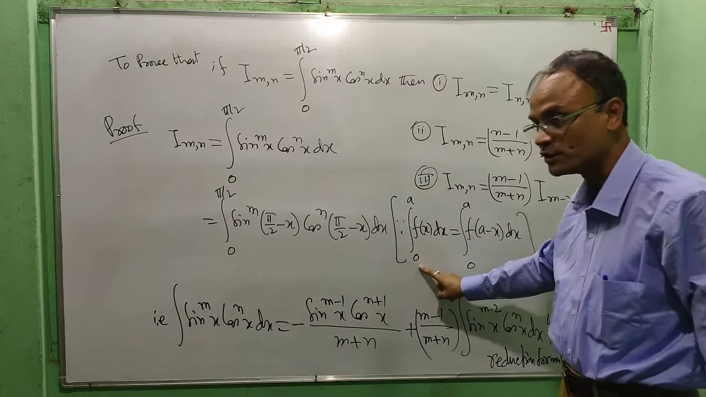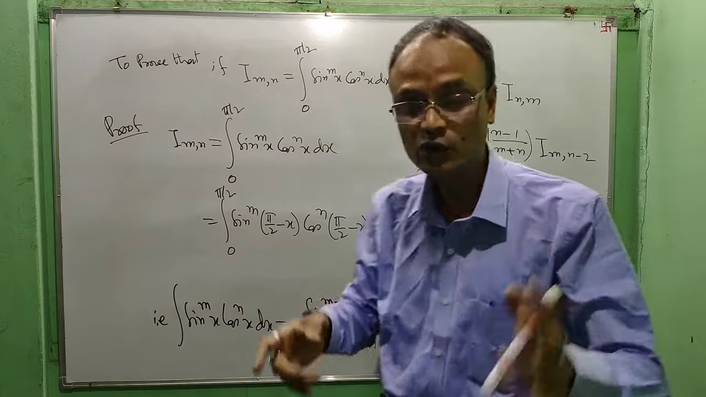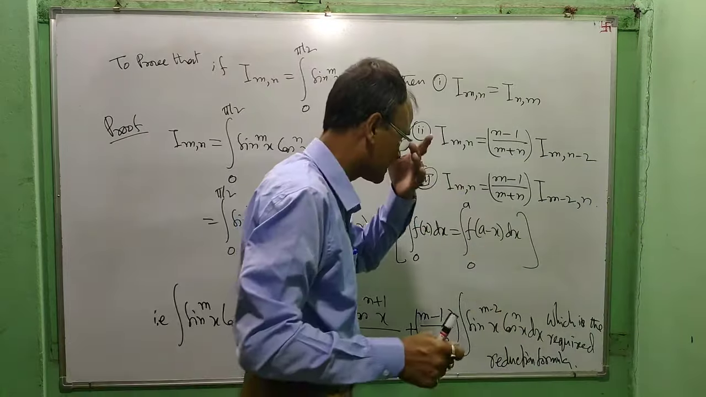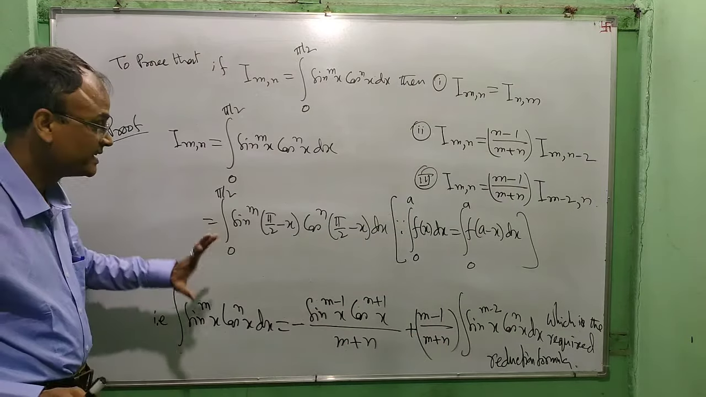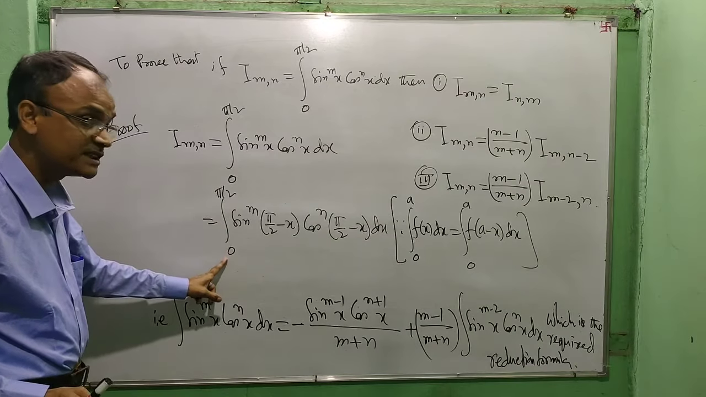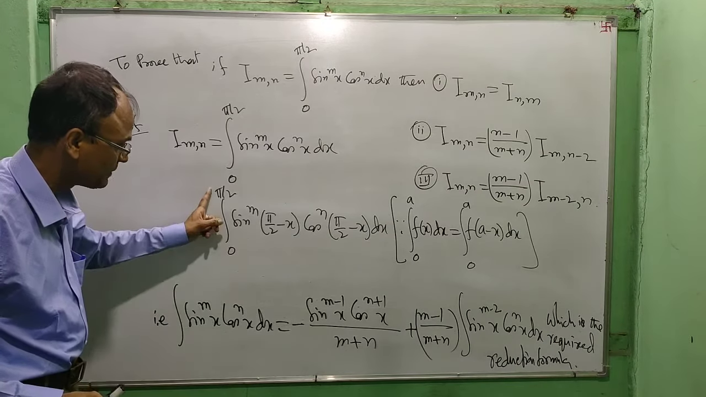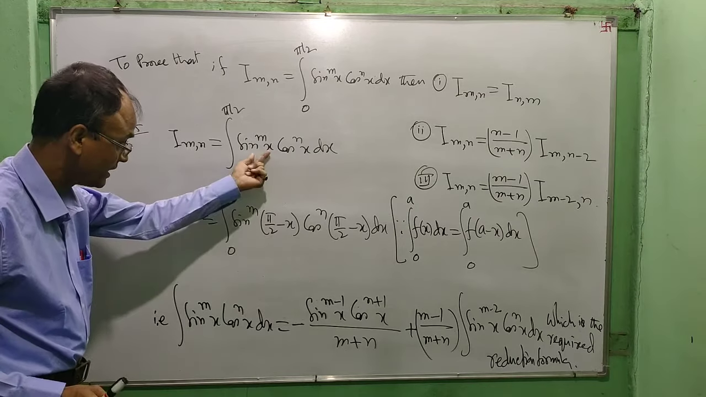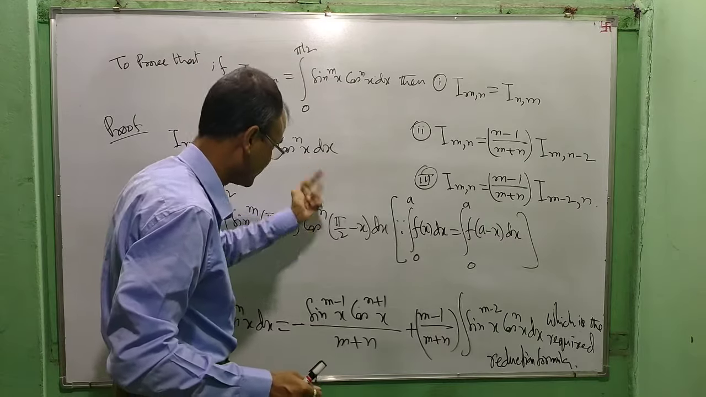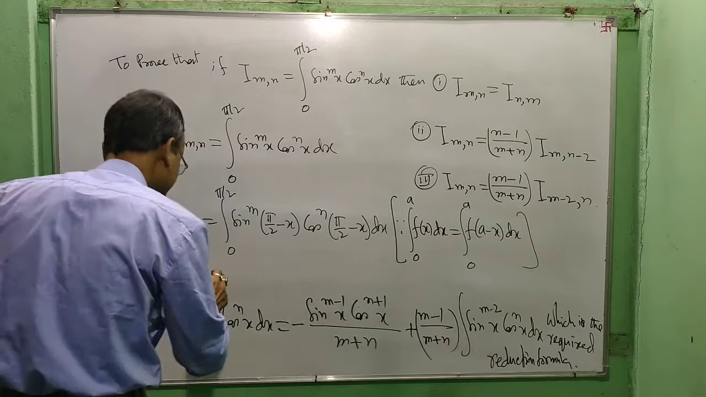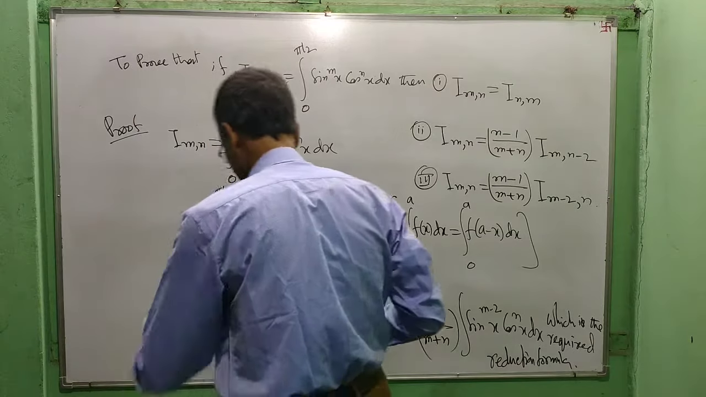The lower limit must be 0. 0 to a f x is equal to 0 to a f of a minus x dx. Here a is equal to pi by 2. Therefore, the lower limit is 0 and the upper limit is pi by 2. Sin to the power m: for x, we have written pi by 2 minus x. For this x also, pi by 2 minus x.